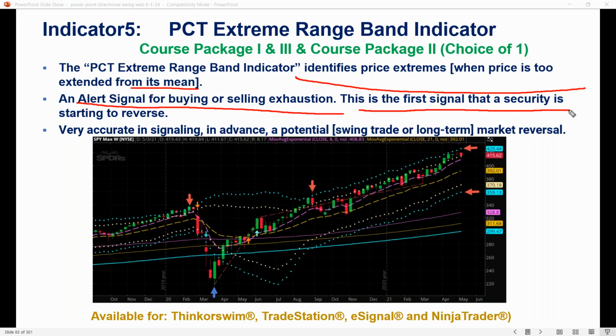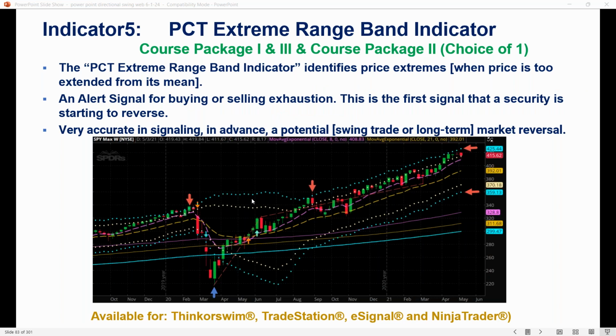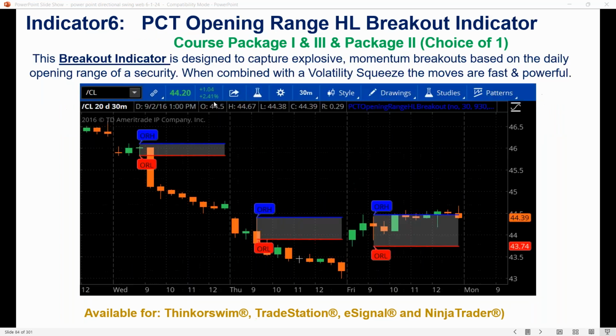It's the first signal that a security is starting to reverse. Very accurate in signaling in advance potential swing trades, long-term market reversals. So you'll get that tool, and that's a choice of 1 if you do package 1. So Thinkorswim, TradeStation, eSignal, NinjaTrader for that.